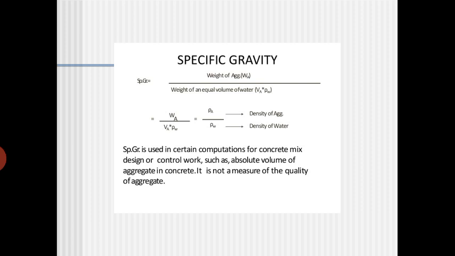Of course, there are a lot of changes when you are considering it for cement. For cement we will use the standard fluid as kerosene. Why we use kerosene is that almost all of the cement is going to be soluble in kerosene, but in water it is not going to be 100% soluble. So the specific gravity is used in certain computations of concrete mix design or for control works, such as the absolute volume of the concrete, the absolute volume of the aggregate in the concrete.